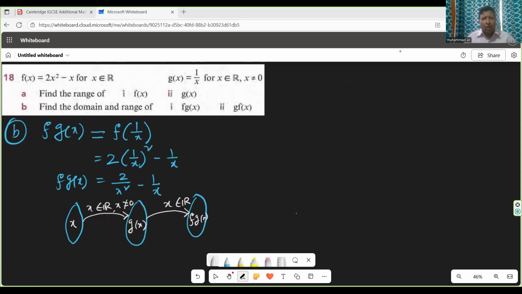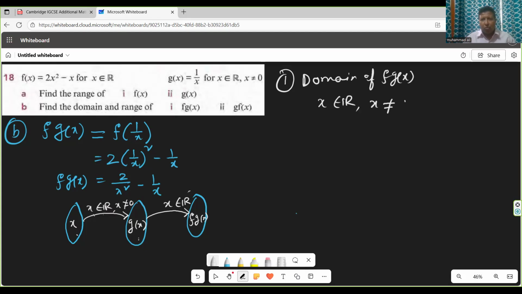Find the domain and range of (i) fg(x). So at first we have to find the composite function fg(x) = 2/x² − 1/x. x is mapped to g(x), and g(x) is mapped with the f function. Here x belongs to real number and x is not equal to 0. So you can say that the domain of fg(x) is x belongs to real number and x is not equal to 0.